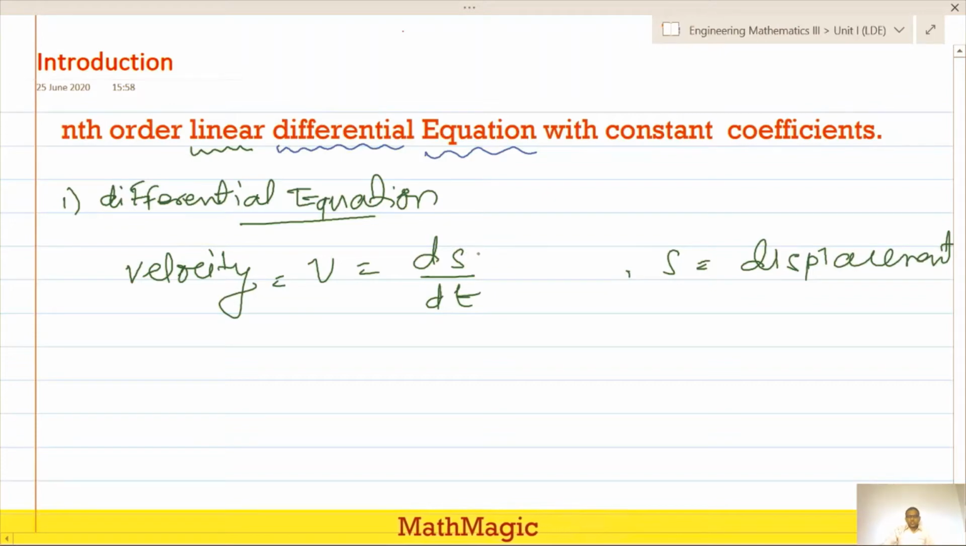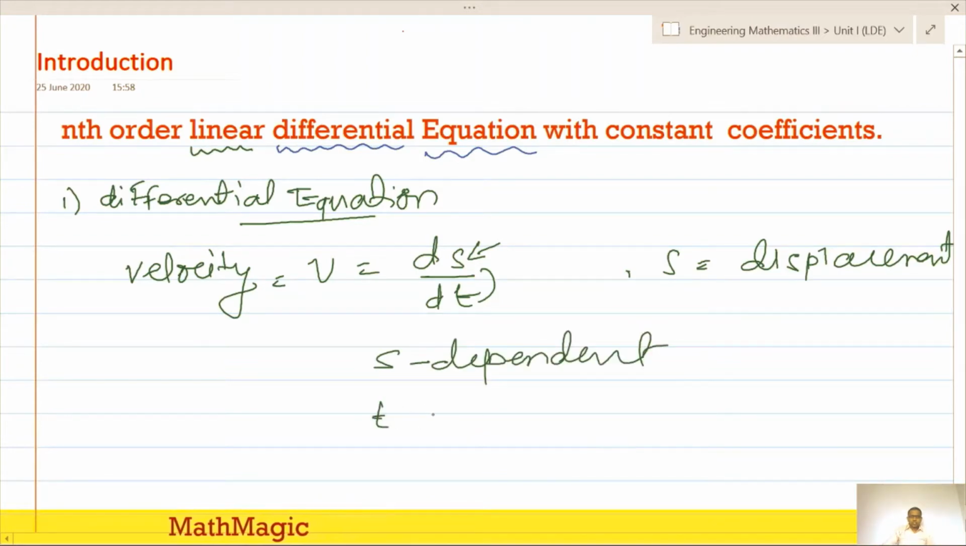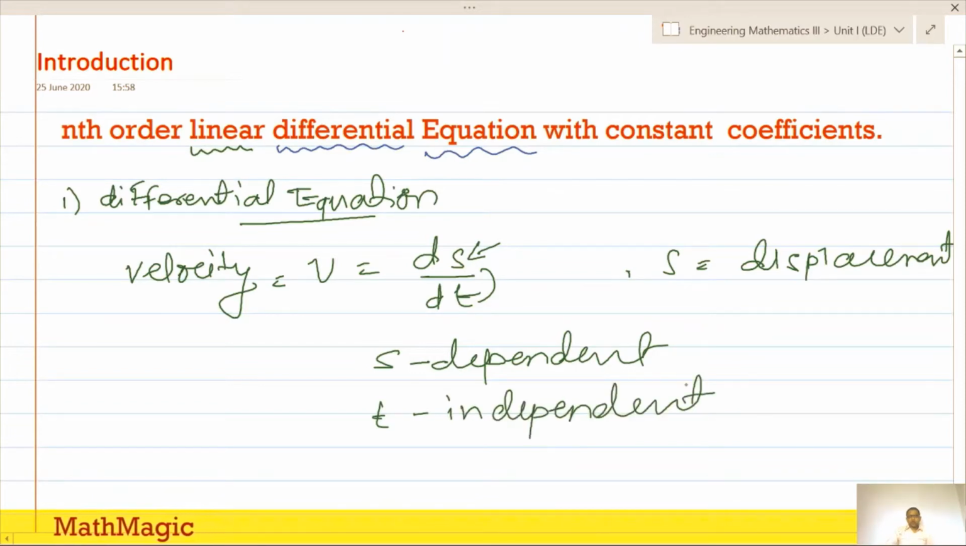See, this s depends on t. Here s is dependent and t is independent. The value of s is dependent on t: as time goes, displacement changes, distance may increase or decrease. So s is dependent on t, but t is not dependent on anything, t is independent.